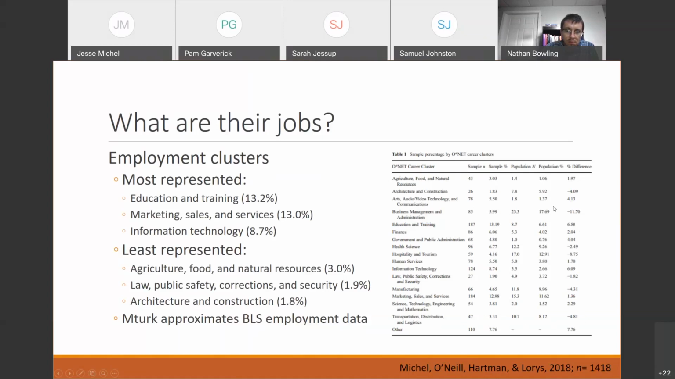So education, marketing, information technology were most represented, a little higher than the normal population. But again, it makes sense because these are people that are on computers. Least represented were agriculture, law, architecture. I wasn't surprised by agriculture. And then there's some that just don't overlap perfectly. But overall, it's definitely more representative than a college sample.